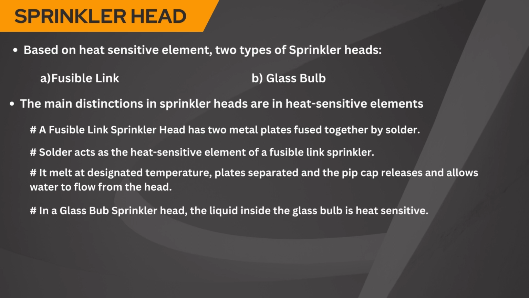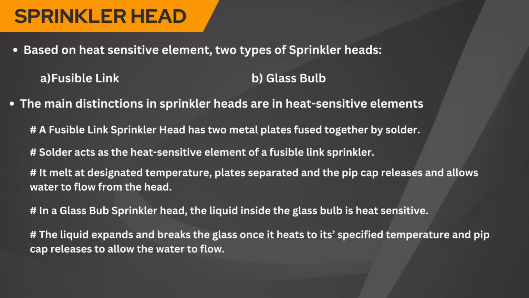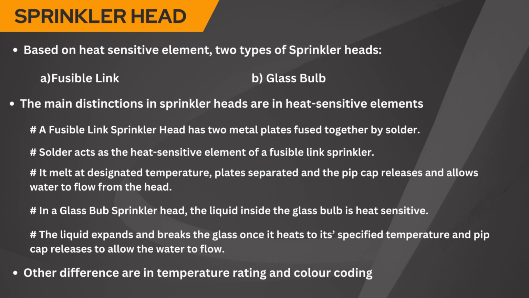In a glass bulb sprinkler head, the liquid inside the glass bulb is heat sensitive. The liquid expands and breaks the glass once it heats to its specified temperature, and the pip cone releases to allow the water to flow. Other differences are in temperature rating and color coding.